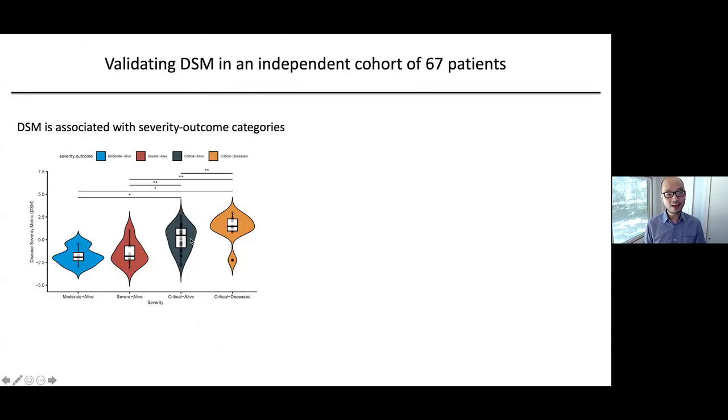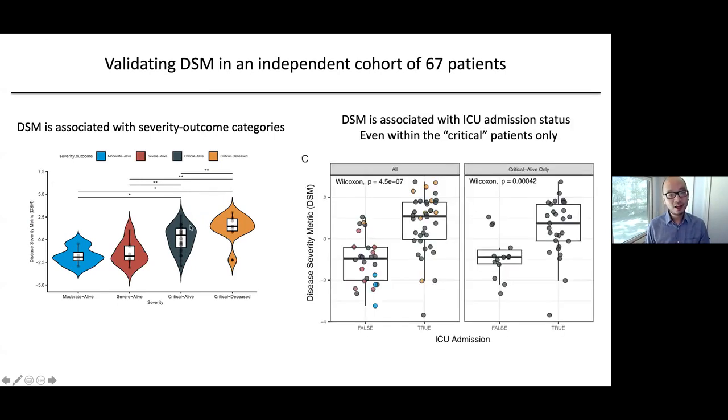So we then tried to validate this approach in an independent set of patients. We applied the same formula that we learned based on those 8 parameters to an independent set of 67 patients, and we see that in this independent set, we can again delineate the ordinal categories. But again, you can see the heterogeneity based on this score in terms of the patients, even within a single category. The other interesting thing is that this particular score, which we call the DSM, is also predictive of ICU admission status in this set of independent patients.